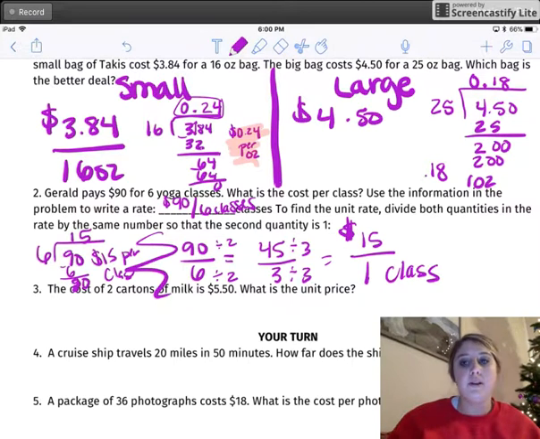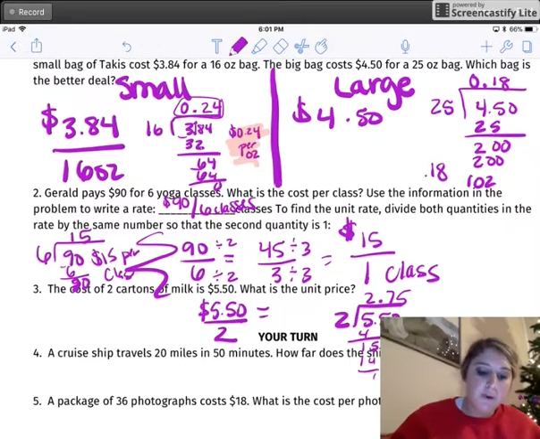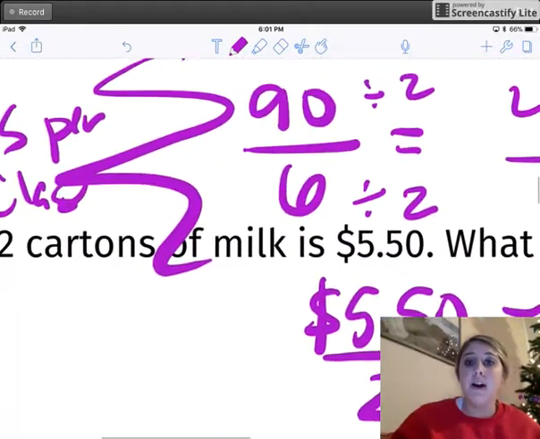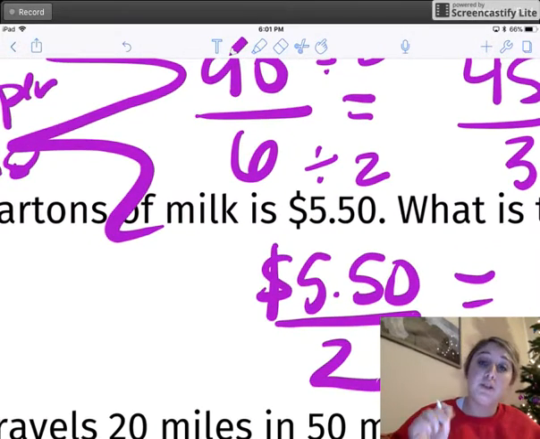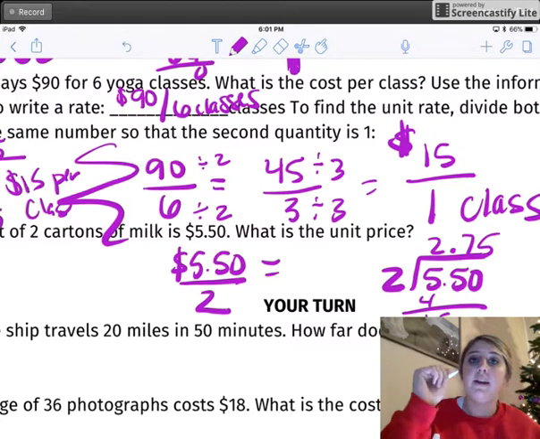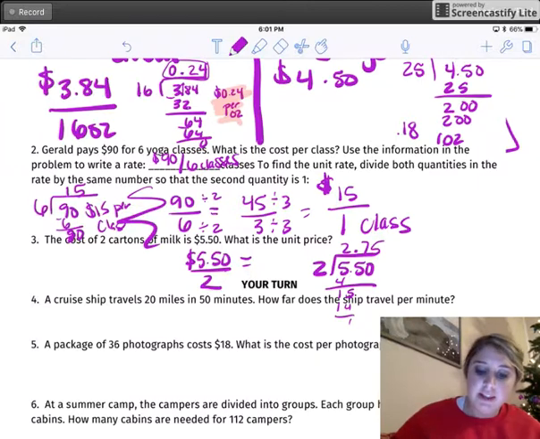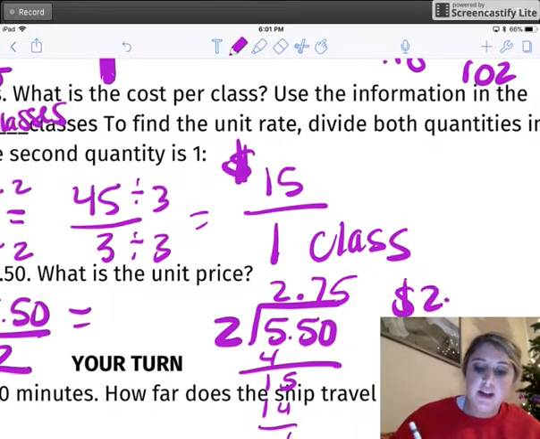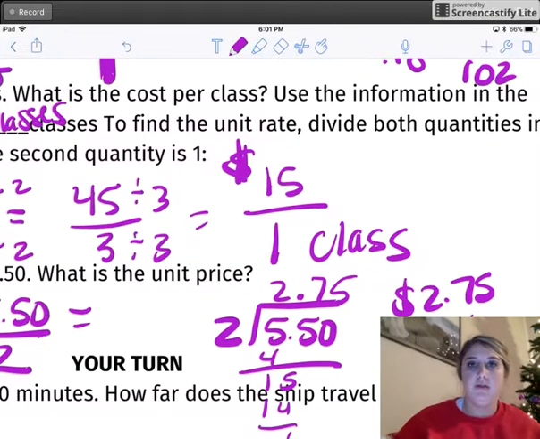Okay? All right, so I want you to think about this next one, about the cartons of milk. Pause your video and you try this on your own. Okay, so hopefully you wrote this out as it is $5.50 for 2 cartons of milk. And to find the unit price, I'm going to divide $5.50 divided by 2. When I did that, I got $2.75. So remember, we are saying that this is $2.75 per 1 carton of milk. So 1 costs us $2.75. Then 2 would cost us $5.50.